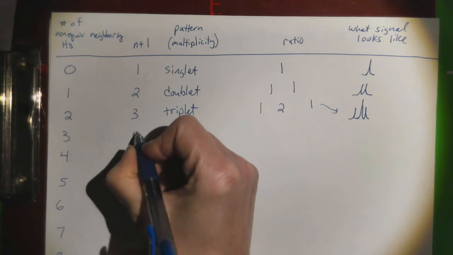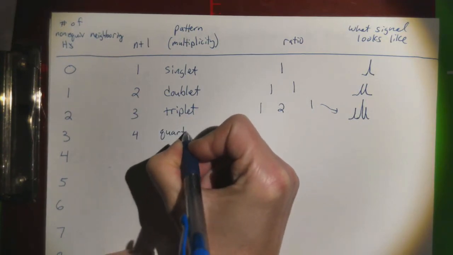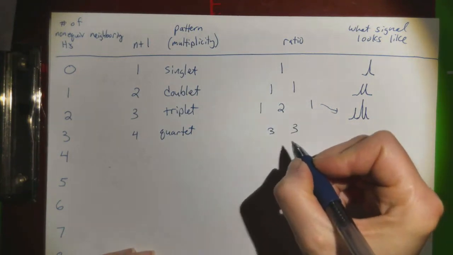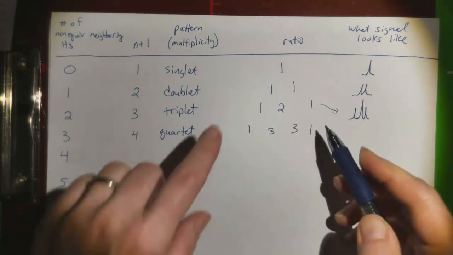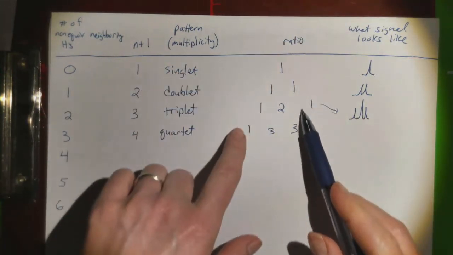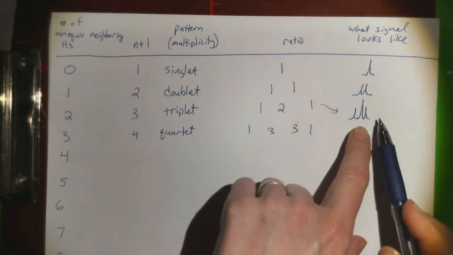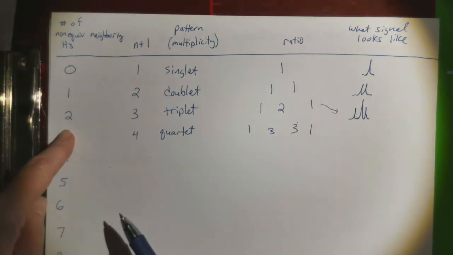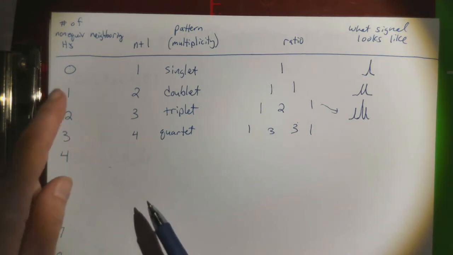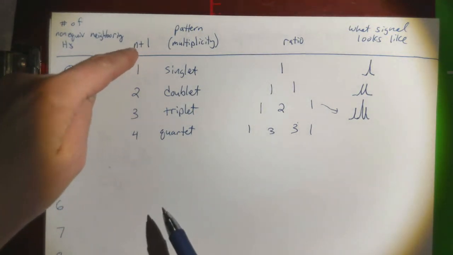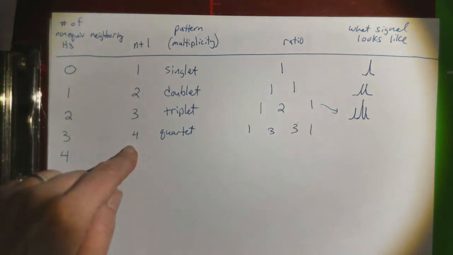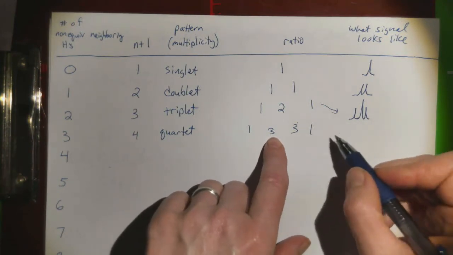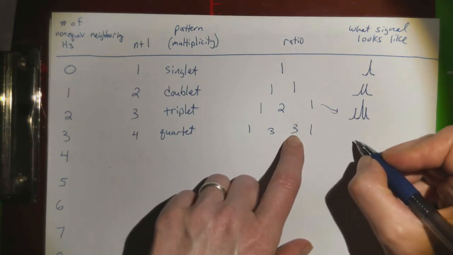3 plus 1 is 4, so that is a quartet. If this ratio business confuses you, don't worry about it. I'm never going to ask you about the ratio on an exam. I'll expect you to be able to tell me this and this based on this. Sometimes I ask you, what is the number of peaks? So n plus 1 is the number of peaks that you see. But I will not ask you to reproduce the ratio. The ratio is my cheat sheet way of remembering when I draw this out.